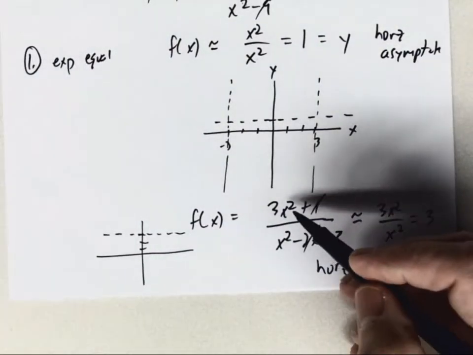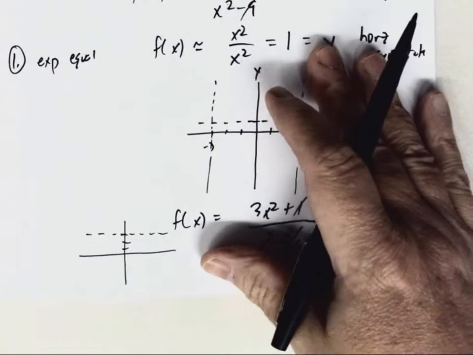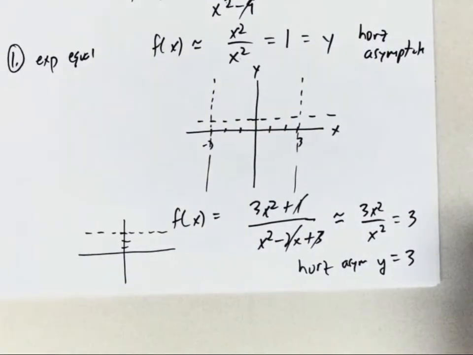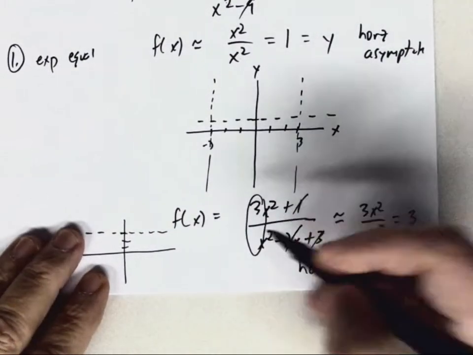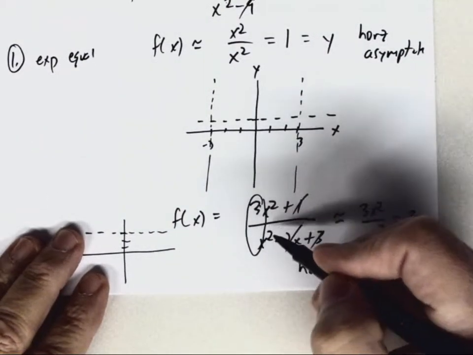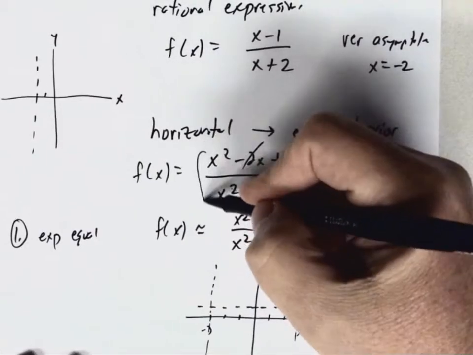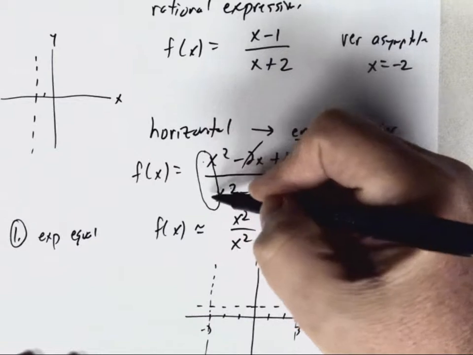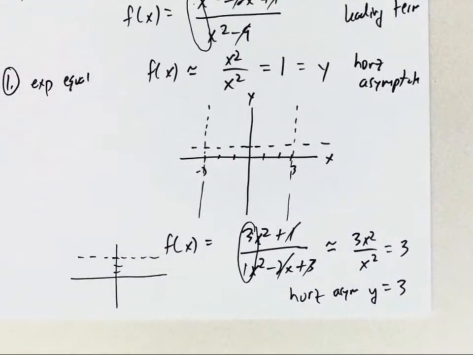So the key is, when the top and the bottom exponents are equal, you know what ends up being the horizontal asymptote? It's the ratio of these coefficients. There's really a 1 here. If you look up here, what's the ratio of the coefficients? 1 over 1, which is 1. 3 over 1, which is 3. Not too hard.